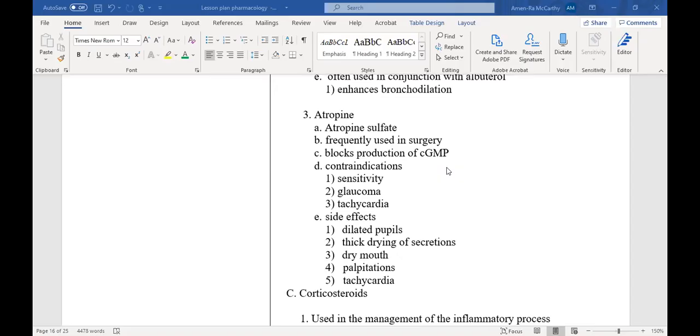Atropine sulfate is frequently used in surgery because a lot of times in surgery, patients' heart rate starts to drop because of what? Why would somebody's heart rate start dropping in surgery? What do you think is causing that? Blood loss, good. But what about if it's not blood loss? What's something else? Why would their heart rate be dropping? What would be something that's going on during surgery?